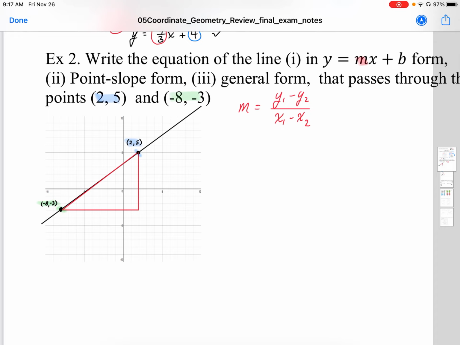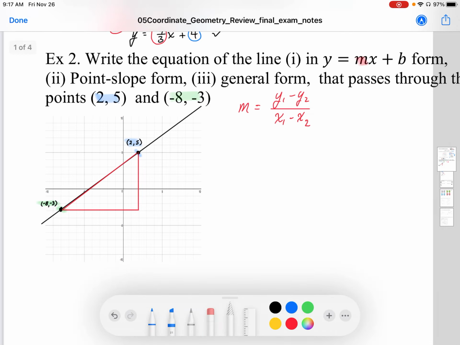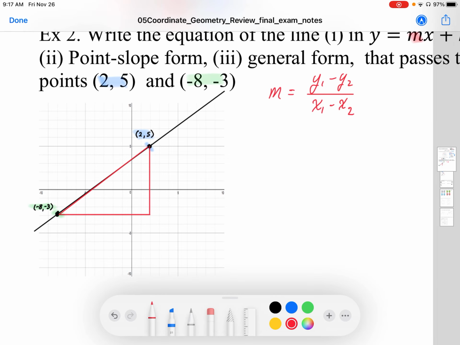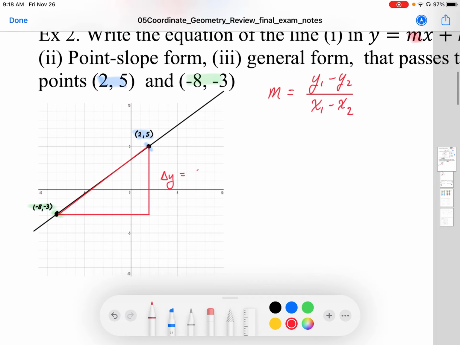So I'm going to look at my slope triangle, and my rise and run. I could use a slope formula, but really I can just calculate it on my graph here. The change in y is going to be y1 minus y2. So I'm going to do 5 minus -3, and that's going to give me +8. I've gone from my starting position of -3 to my ending position of +5.